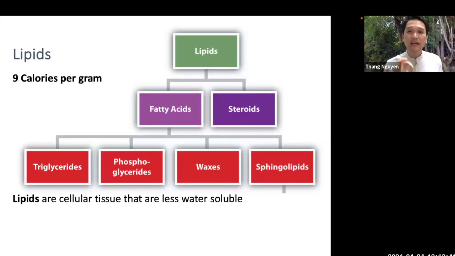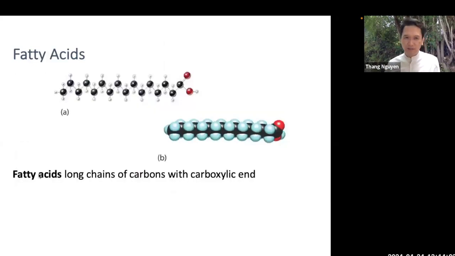Okay, let's break down lipids into their multiple categories. Lipids can be broken down into two primary categories: fatty acids and steroids. We'll put steroids aside for now and come back to them in a bit. Let's first talk about fatty acids. The fatty acids can be broken down further, but we're only focusing on triglycerides. So what are fatty acids?